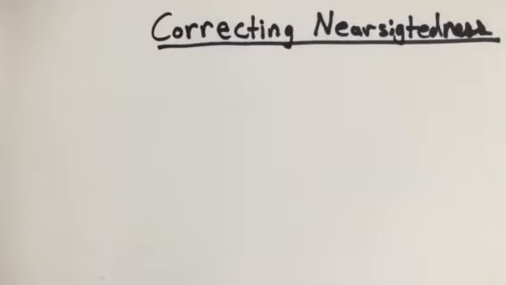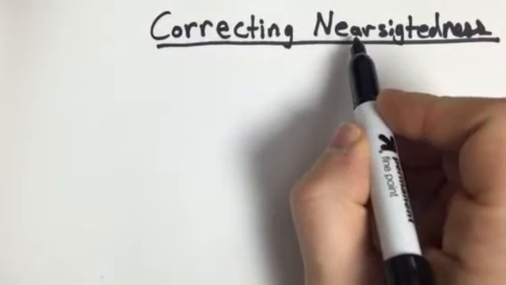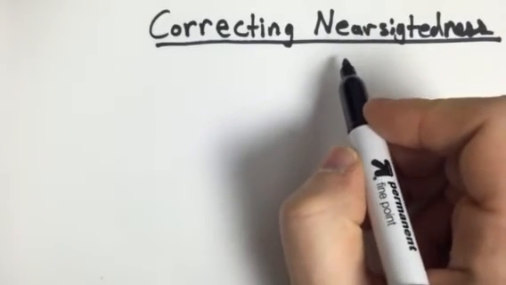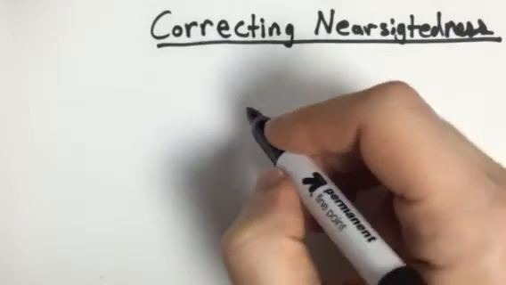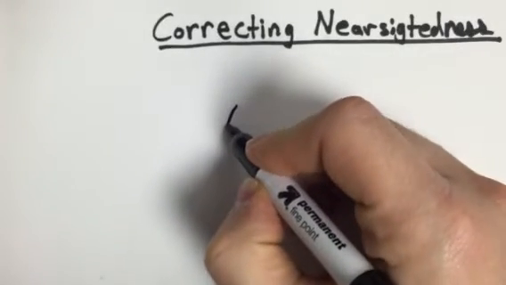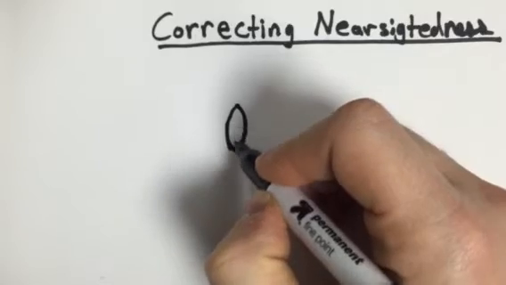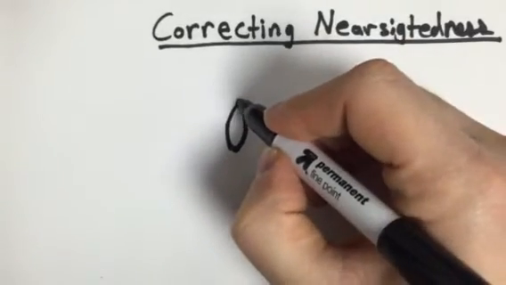Okay, so I just want to quickly talk about correcting nearsightedness. Nearsightedness is when you can see near but not far. So your eye can't see things that are far away without glasses. What's happening is that the lens of your eye is too bent, it's too fat. It can't get thin enough.